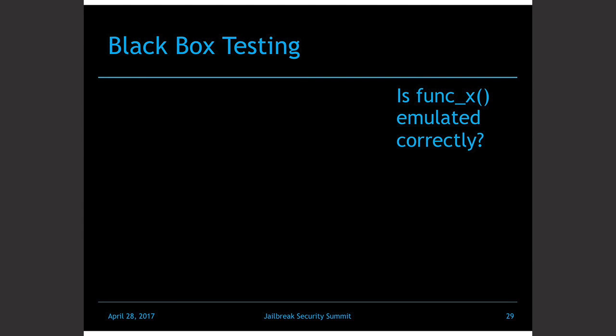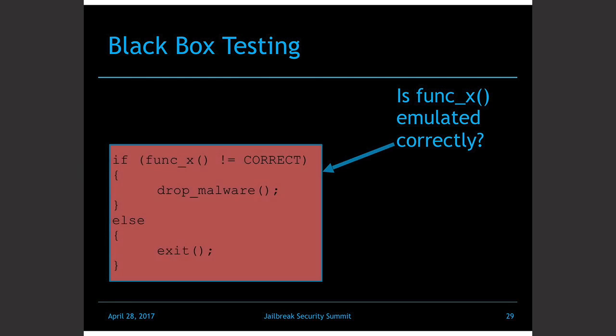So prior researchers before us approached it like this. They began with a true or false question. Is function X emulated correctly, for example? And then they wrote some binary that looked like this. If function X does not return the correct value that they expect, they're going to drop malware. Otherwise, they're just going to exit.